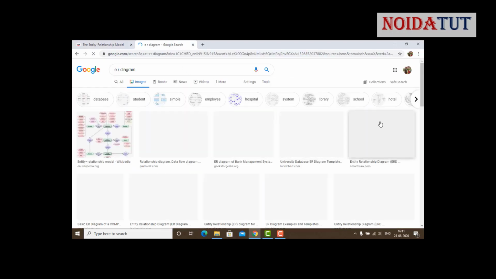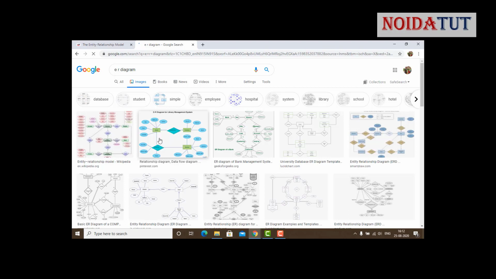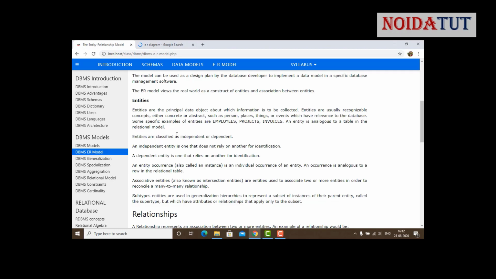Now let us first have a look at the diagram. You can see the diamond shape, which represents the relationship. The square or rectangular box is the entity, and the things which you see in the oval are the attributes. Now let us have a look at a brief introduction. This is how the diagram is made. Now, okay, let us proceed further.